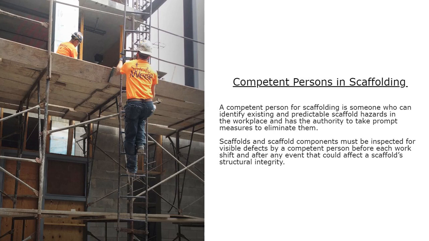Competent persons in scaffolding. A competent person for scaffolding is someone who can identify existing and predictable scaffold hazards in the workplace and has the authority to take prompt corrective measures to eliminate them. Scaffolds and scaffold components must be inspected for visible defects by a competent person before each work shift and after any event that could affect a scaffold's structural integrity.